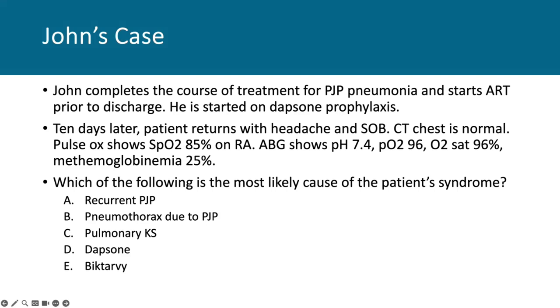John completes the course of treatment for PJP pneumonia and starts ART prior to discharge. He is started on dapsone prophylaxis. Days later, the patient has headache and shortness of breath. Chest is normal. Pulse ox shows oxygen saturation of 85% on room air. ABG shows a pH of 7.4, PO2 96, O2 sat 96%, methemoglobinemia 25%. Which of the following is the most likely cause of the patient's syndrome? Dapsone.